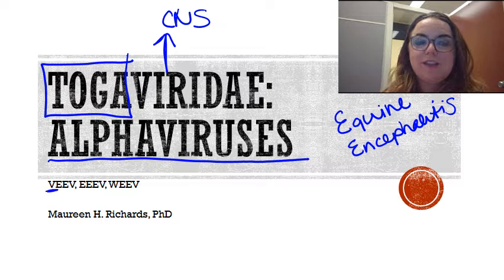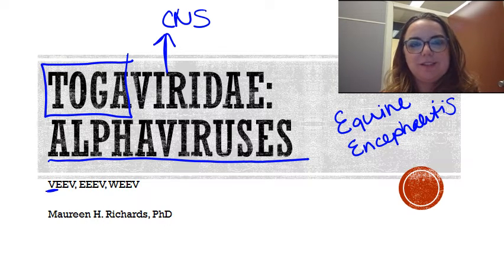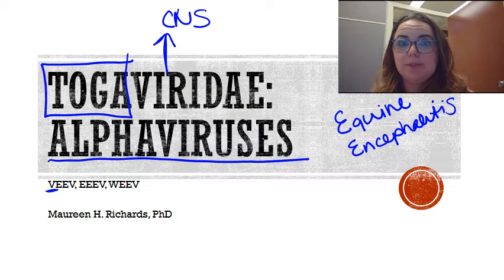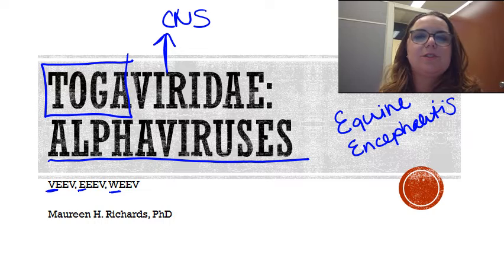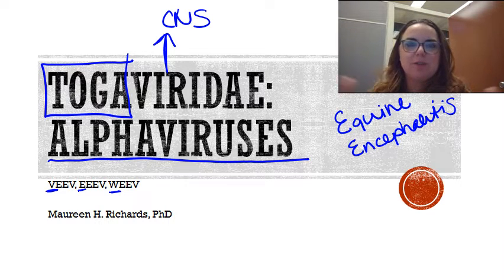So you've got the Venezuelan equine encephalitis virus. Guess what? That happens near Venezuela. Eastern equine encephalitis virus, not quite as helpful, but still something, and Western equine encephalitis virus. So let's talk about kind of their structure and how they work.